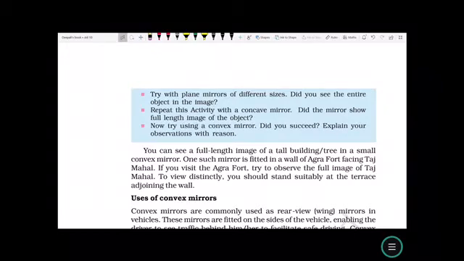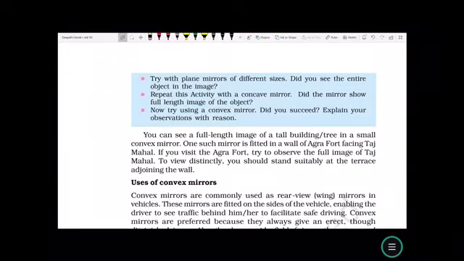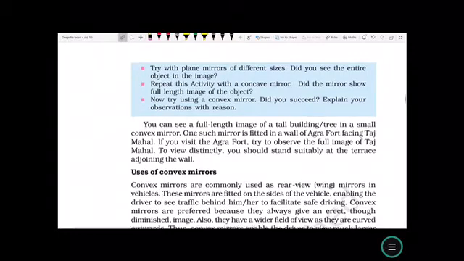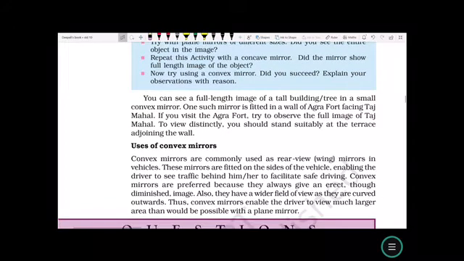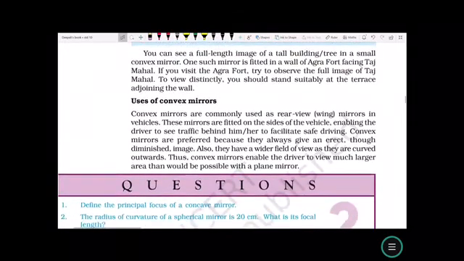You can see a full-length image of a tall building or tree in a small convex mirror. One such mirror is fitted in a wall of Agra Fort facing Taj Mahal. If you visit the Agra Fort, try to observe the full image of the Taj Mahal. To view distinctly, you would stand suitably at the terrace adjoining the wall.